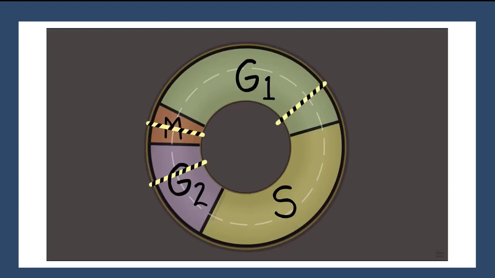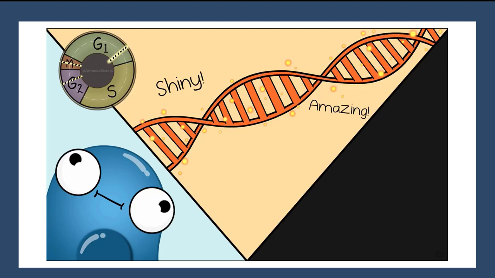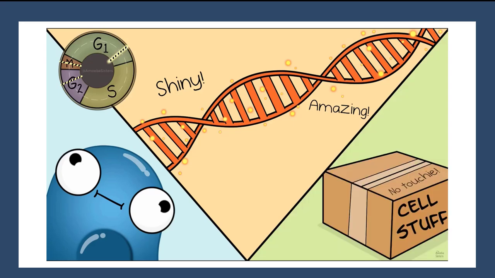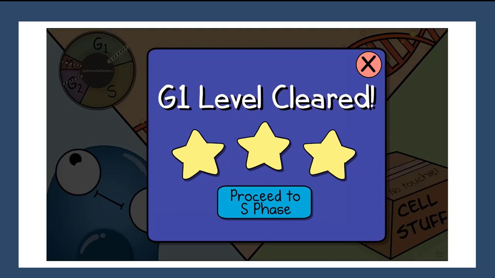So let's take a look at checkpoints. We've got one here in G1. This checkpoint checks, is the cell growing well enough? Is its DNA damaged? Because if it is, you definitely don't want it to move on to S phase where it would replicate DNA. Does the cell have the resources it needs if it were to keep moving on?